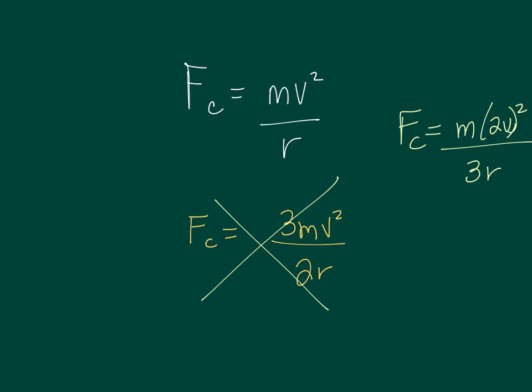Didn't you say triple and half? I just said it, let's do a new one. What happens if the velocity doubles and the radius triples was the new one. Okay, so it becomes 4/3 of the original. That's what it becomes at the bottom down there.